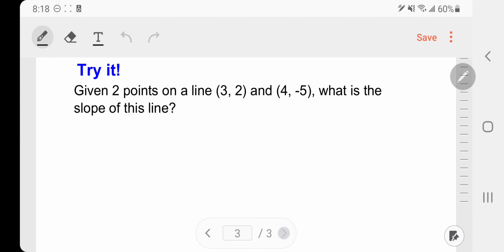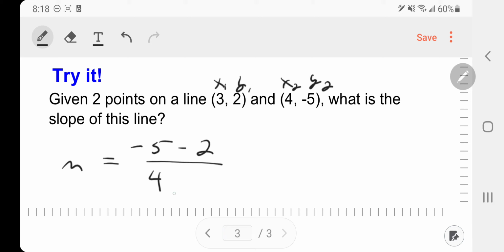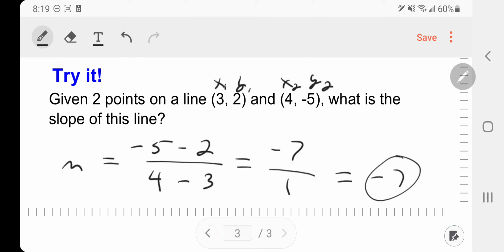All right, let's take a look at one more. Okay, again, always label your points x1, y1 first, and x2, y2. I always label my points so I know where I'm putting everything. Okay, so m equals y2, which is -5, minus y1, which is 2, all over x2, which is 4, minus x1, which is 3. Okay, so what I'm going to end up with here is -5 minus 2 is -7, over 4 minus 3, which is 1. Reduce that. We know -7 over 1 is just -7. Okay, so we get a negative slope for that.